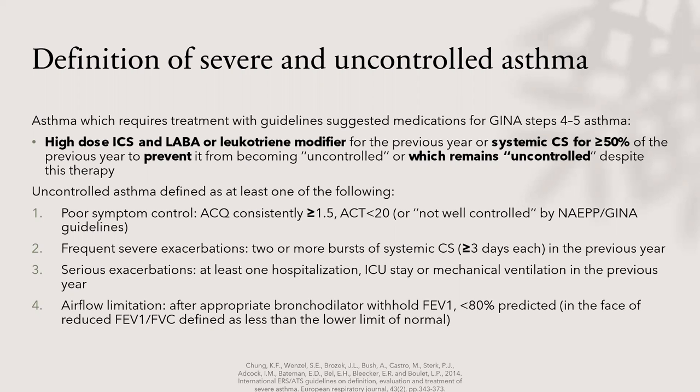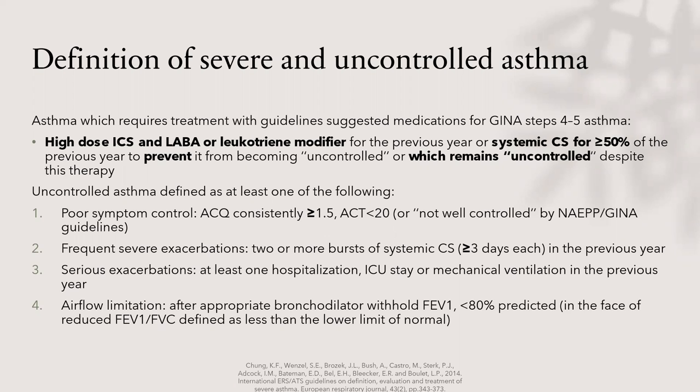You're under high dose inhaled corticosteroid, a long acting beta agonist or leukotriene modifier. And for the previous year, either they've been on systemic corticosteroids for more than 50% of that year to prevent it from being uncontrolled, or it remains uncontrolled despite doing all of those different things. So number one, you have to identify that patient who's severe. You're on steroids, you're on the good controlling medication, but still nothing is working. And just to give you an example of how you would define not working, uncontrolled asthma is defined as having an ACQ score above 1.5 or an ACT score less than 20, and I'll show you the quick questionnaires for that.